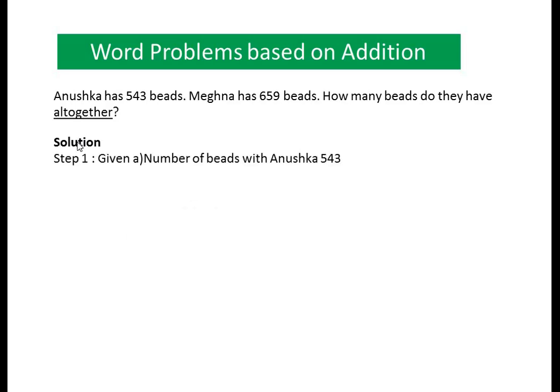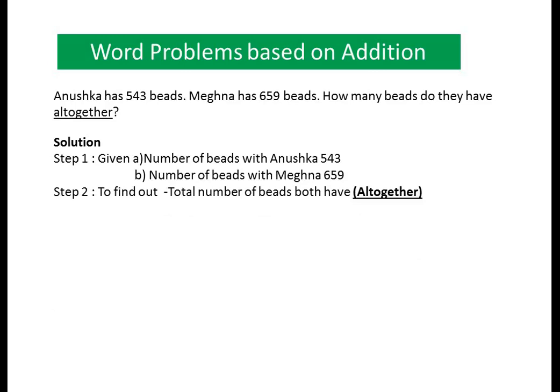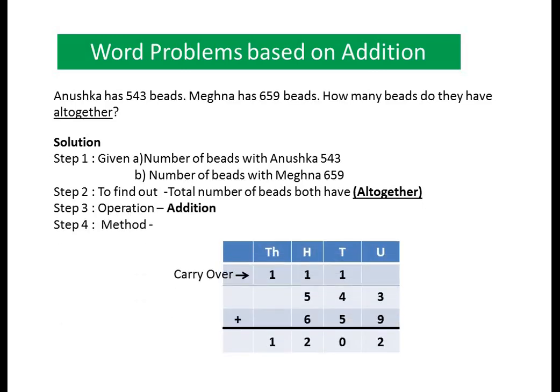The first step is given. The number of beads with Anushka, 543. Number of beads with Meghna, 659. Step 2 is to find out the total number of beads both have. Step 3 is operation, that is addition. Step 4 is method. Here you have to show the working for the sum. Arrange the numbers in place value chart and start with the units place.